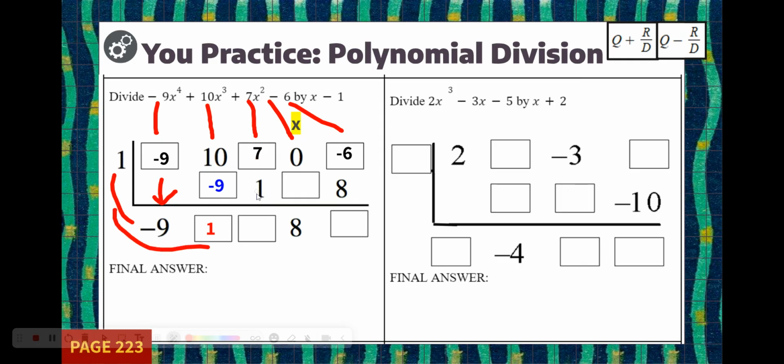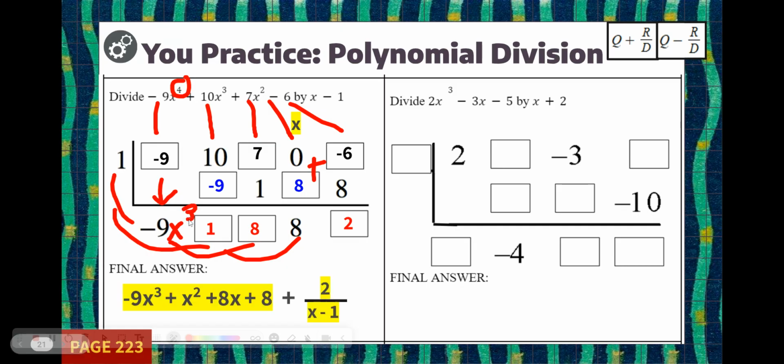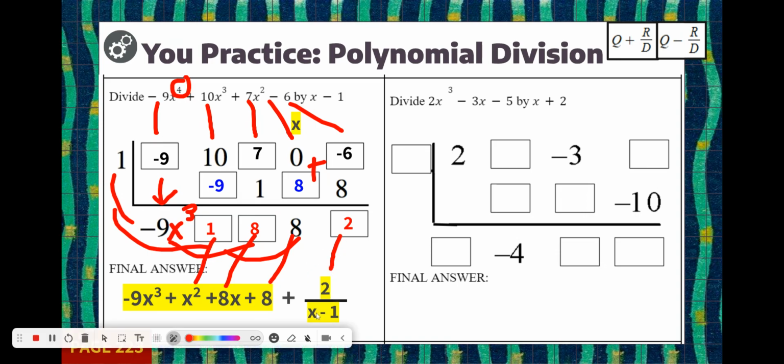And then add again. 7 plus 1 is 8. Multiply. 8 times 1 is 8. 0 plus 8 is 8. And then multiply again. That would be 8. And 8 minus 6 is 2. Now, downgrade the fourth degree, turns to x cubed, and then so on. So final answer, negative 9x cubed plus x squared plus 8x plus 8, and then this is your remainder over the divisor, x minus 1. Alright?